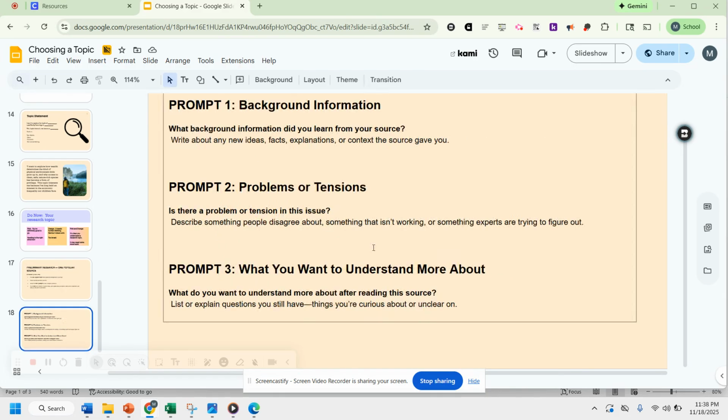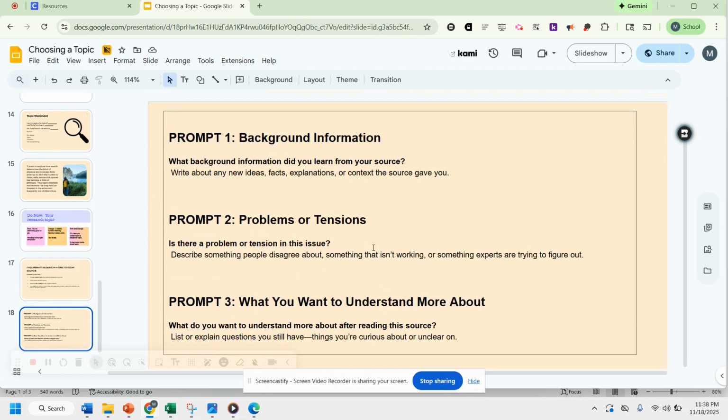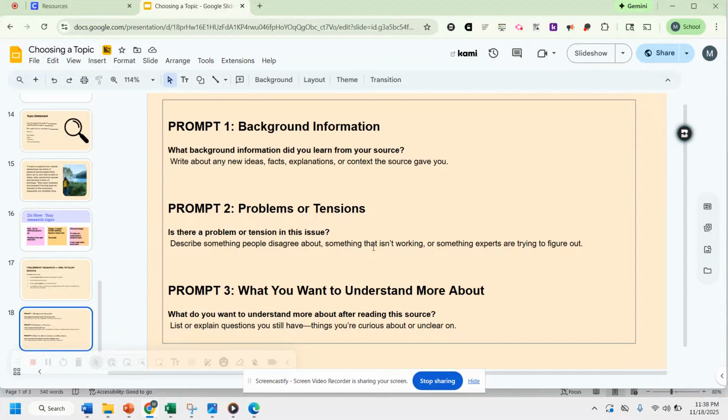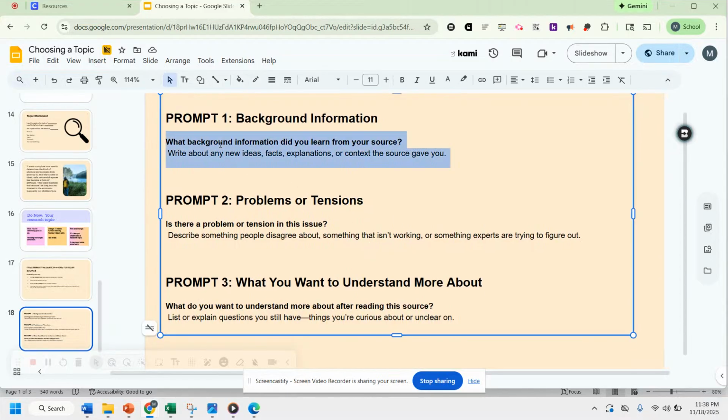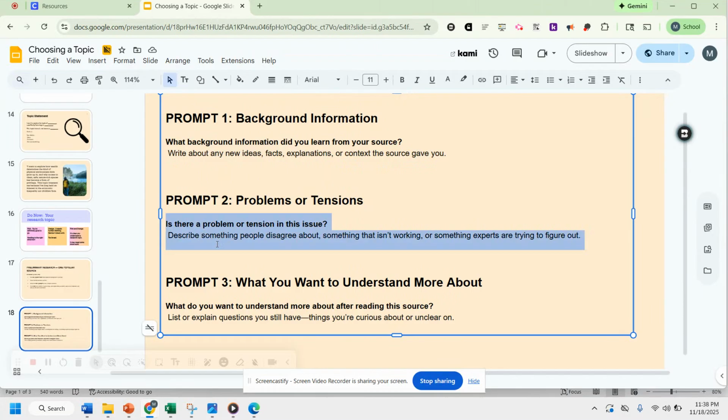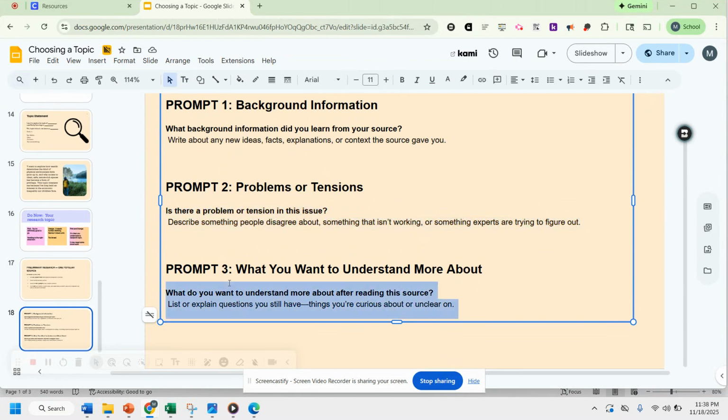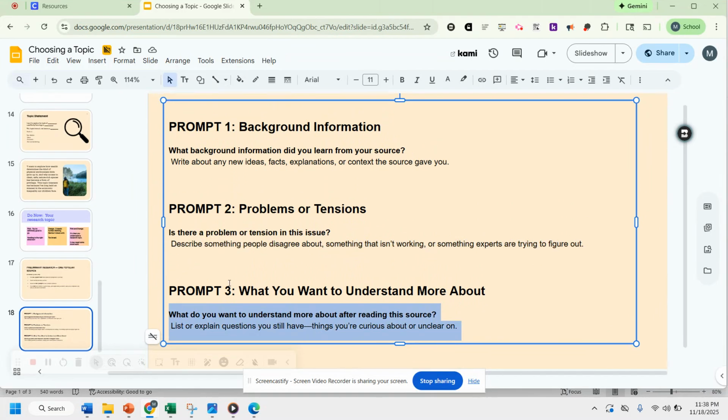You're going to go out and find one source, just one, using Google, using some search terms, and your goal is to find some new information from your source. Maybe it's information you already knew, but background information. You're going to see if there are any problems out there or tensions or disagreements. Could be all of those things, could be just one. What's going on with your topic? What's a problem out there? And then this is an important one: what do you want to understand more about? If you keep doing this research, what are some questions you would like to have answered? That is all on Canvas.